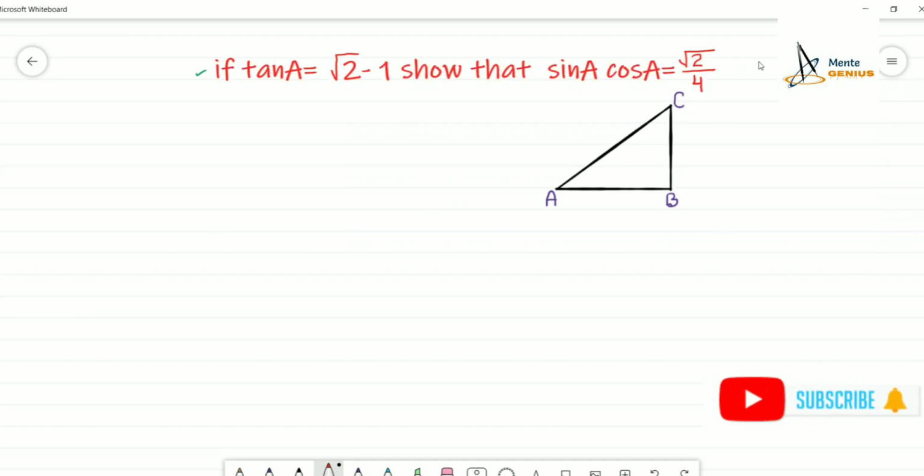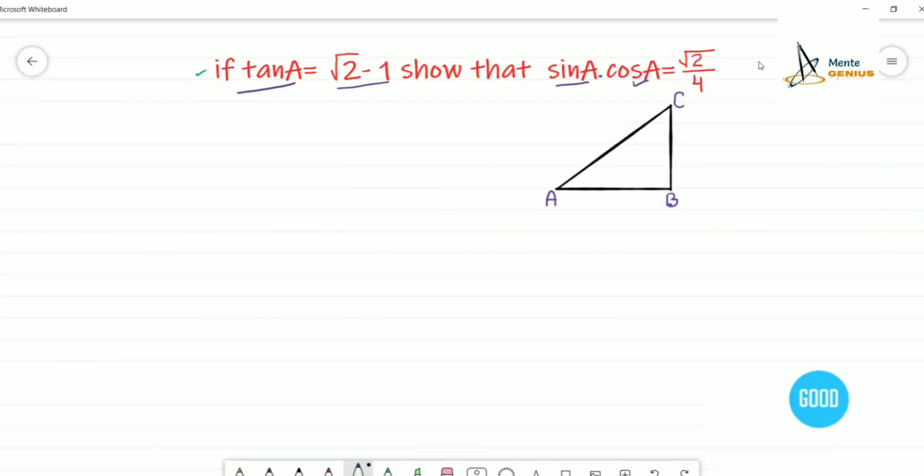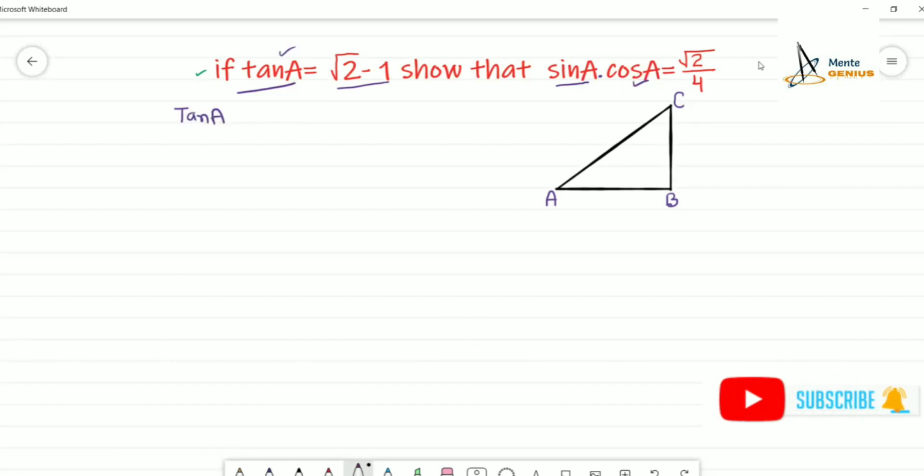वेलकम टू मेंटे जीनियस। गाइस, आज हम इस क्वेश्चन को सॉल्व करेंगे जो कि 10th का क्वेश्चन है, ट्रिग्नोमेट्री का मोस्ट इंपॉर्टेंट क्वेश्चन है। तो आइए देखें इस क्वेश्चन में हमें क्या गिवन है। tan A is equal to root of 2 minus 1 and we have to show sin A into cos A is equal to root 2 by 4. We make a triangle ABC.